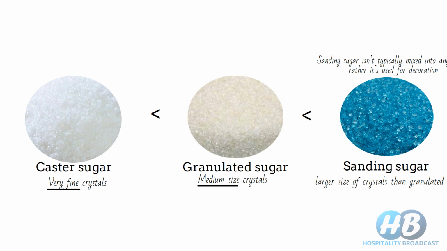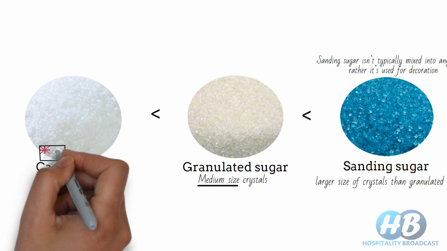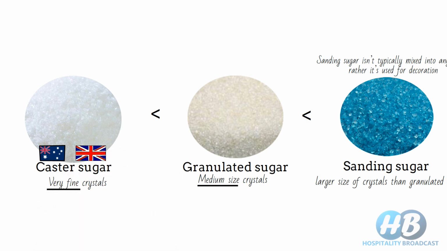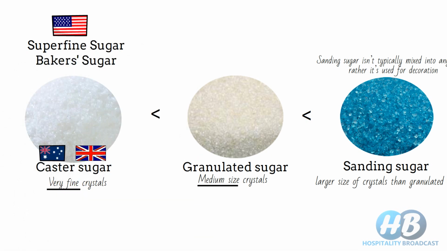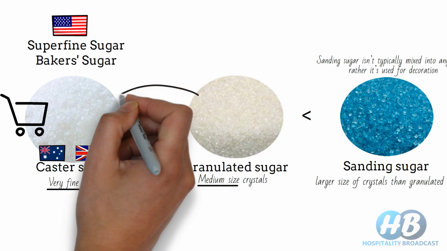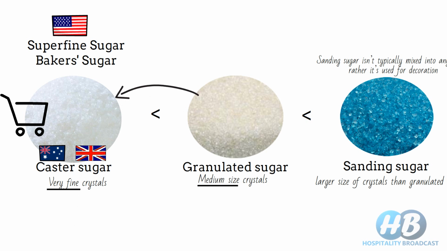And yes, one more thing, the term castor sugar is used in Australia and the UK, while in the US it is known as superfine sugar or baker's sugar, as the smaller crystals are also helpful when creaming together butter and sugar, resulting in a fluffier texture. Well, if you don't find castor sugar in the market, you can easily break down granulated sugar into castor sugar with the help of a food processor.